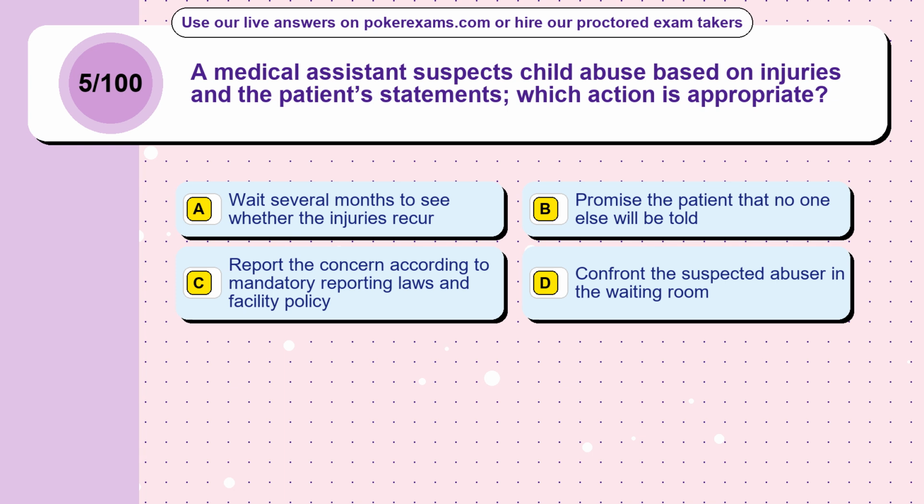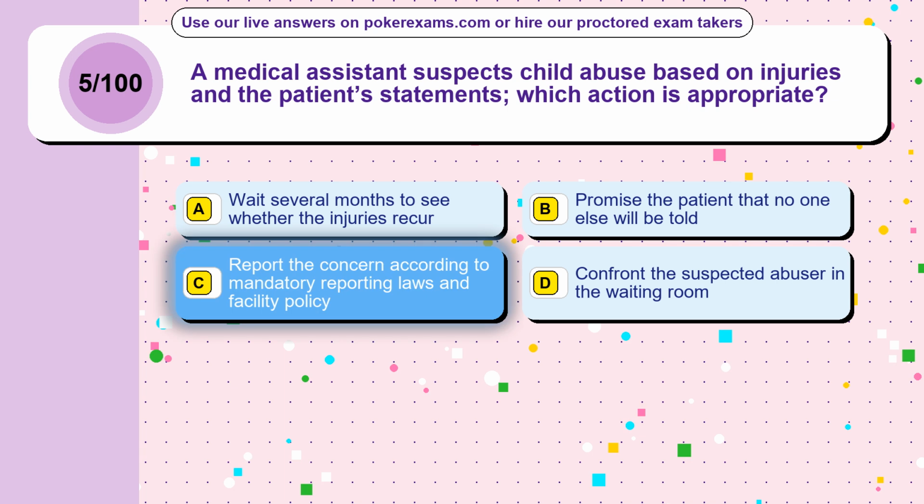Option C. Report the concern according to mandatory reporting laws and facility policy. Option D. Confront the suspected abuser in the waiting room. The correct answer is option C. Report the concern according to mandatory reporting laws and facility policy.